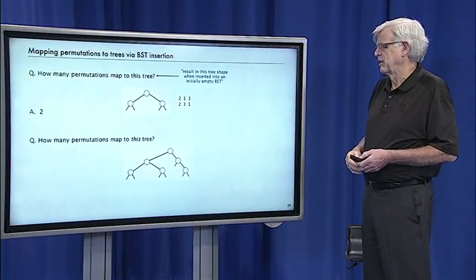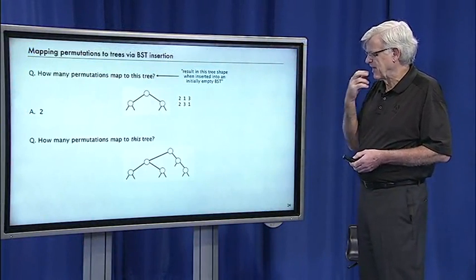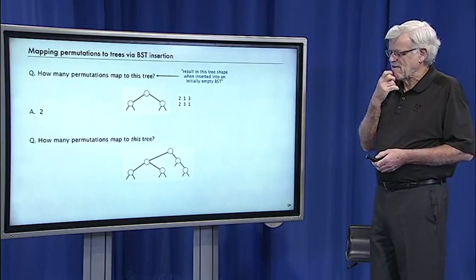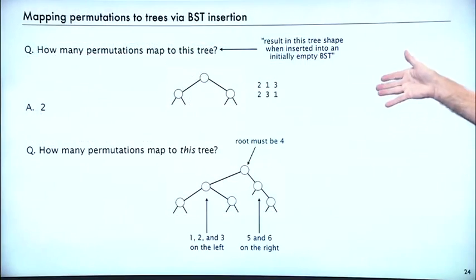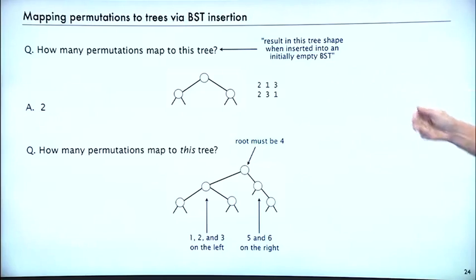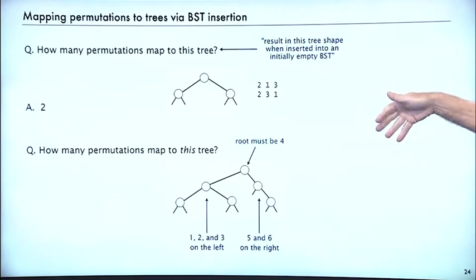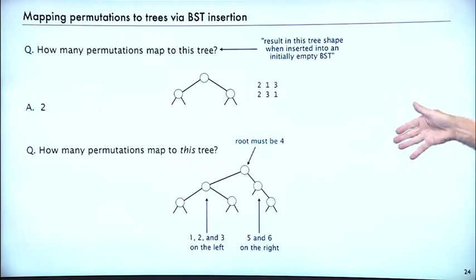Let's look at a bigger tree. How many permutations map to that one? Well, that's a more complicated problem. One thing you know is that the root has to be 4, so the first element of the permutation has to be 4. And then you have to have 1, 2, and 3 on the left, and 5 and 6 on the right. Well, for 5 and 6 on the right, there's only one order that gives that shape: 5 has to go first and then 6.